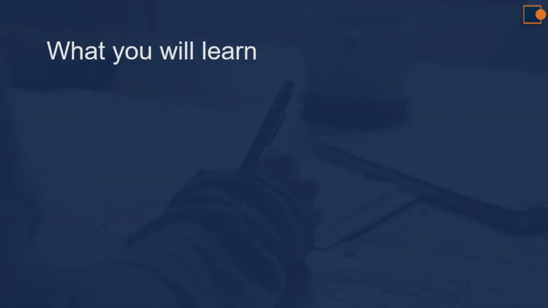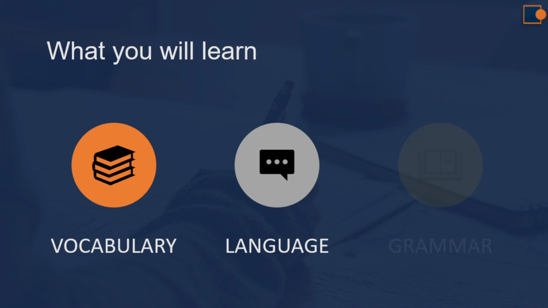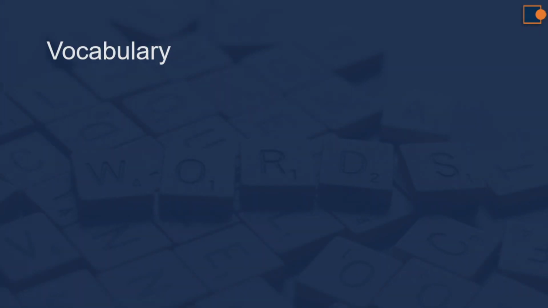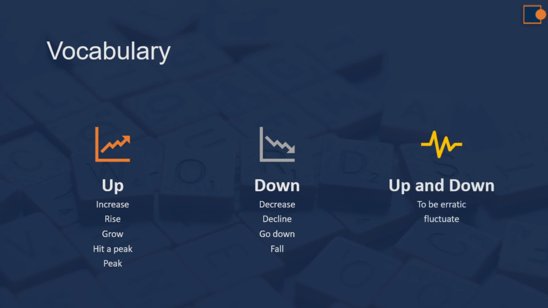What you will learn in this part. First, you need to learn vocabulary related to trend, language, and also grammar. So we will be focusing on all 3 parts. First, let's start with the vocabulary. There is vocabulary related to up, going upwards words, which are these, and then downward words, which are those, and also if it's up and down, which could be this as an example.